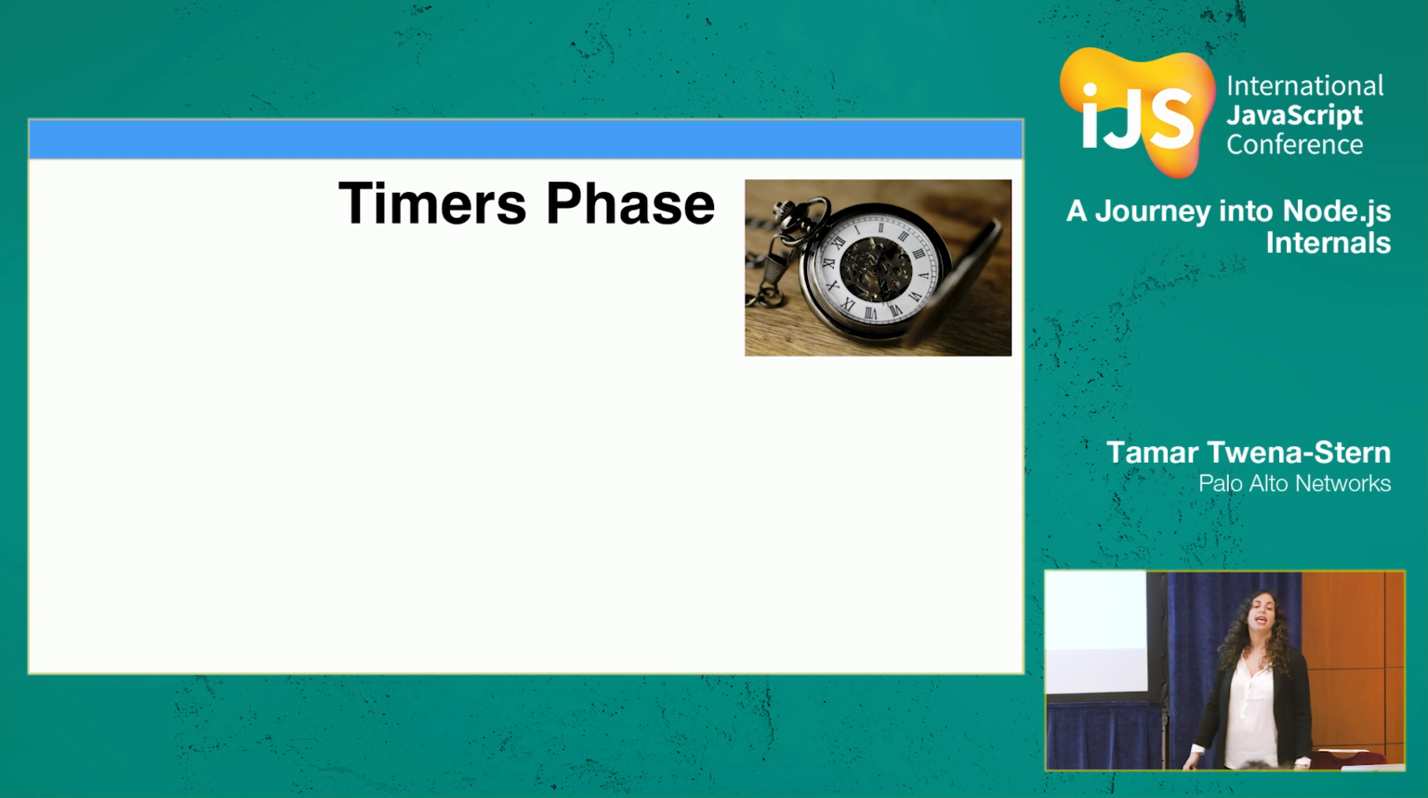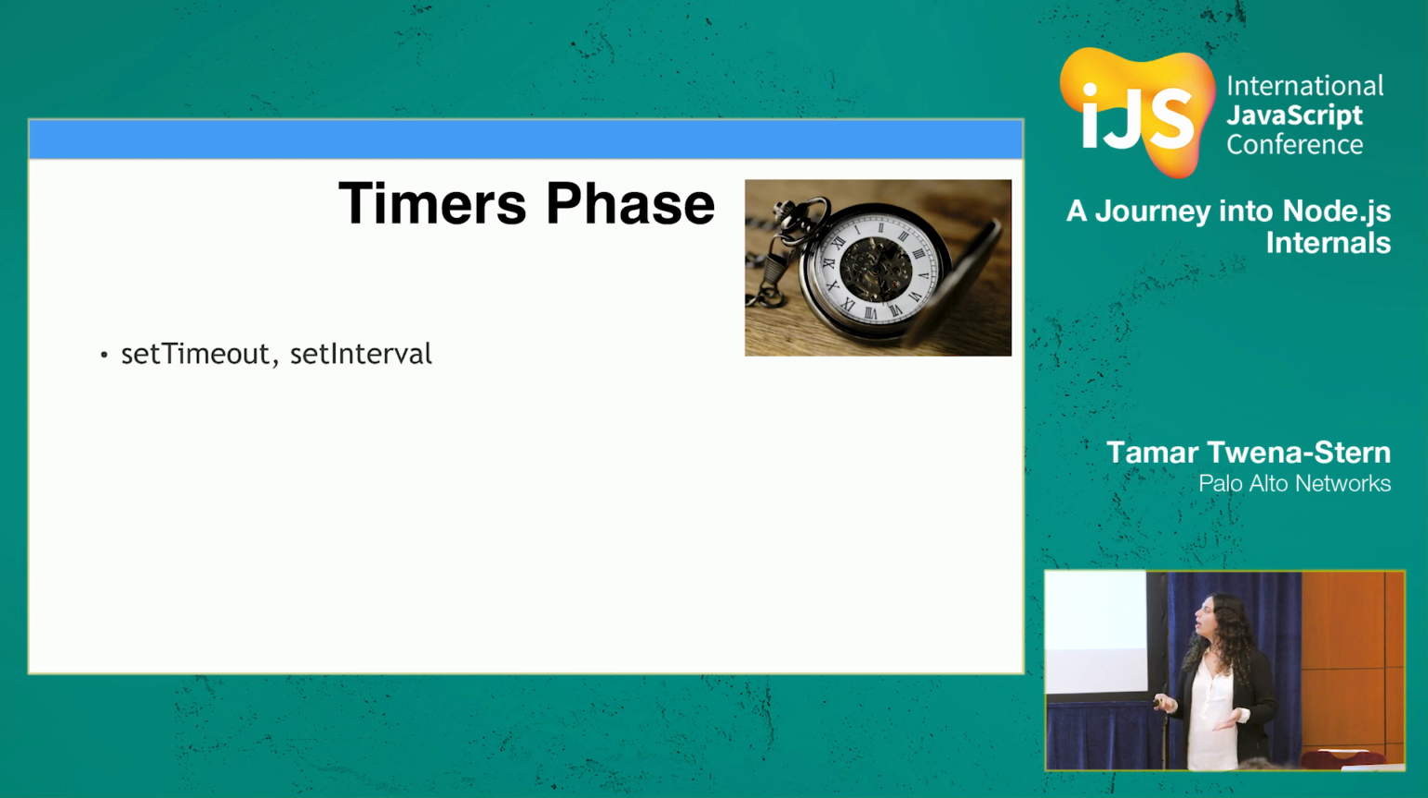So the timers phase is responsible for executing timer callbacks: set timeout, set interval. Anyone in the crowd not familiar with those functions? I need to explain what they're doing. Don't be shy. No? All right. So set timeout, set interval. These callbacks are executed here.